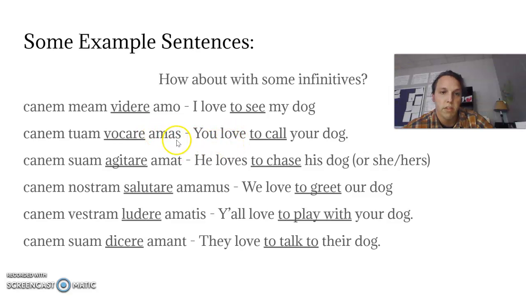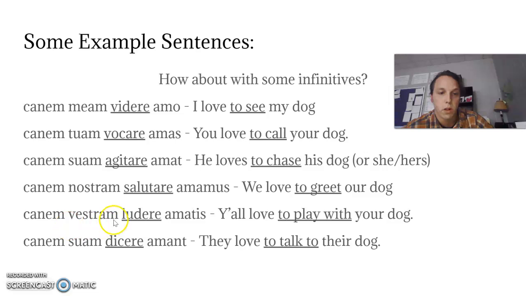It's you love because amas ends with an S. Canem suam agitare amat, he loves to chase his dog. To chase, agitare, amat ends with a T, so that can mean he, she, or it loves. Either of those would be fine there. Canem nostram salutare amamus. Amamus ends with a mus, that means the subject is we. First person plural. Salutare means to greet, so this means we love to greet our dog.